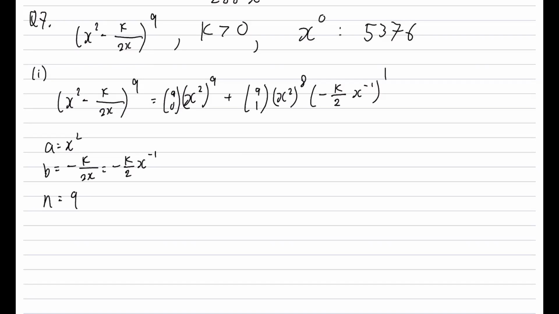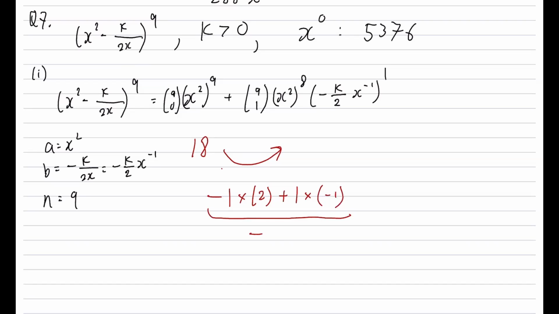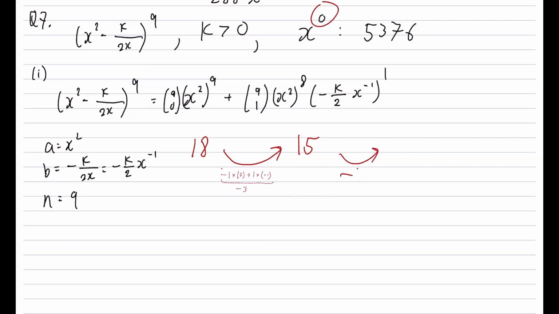Let's check the pattern. 2 times 9, 18. Then we have to reduce minus 1 copy of a power 2 and add on 1 copy of the negative 1. Net change will be negative 2 minus 1, which is negative 3. So let me just shrink this down. Minus 3, we get 15. What do we eventually want? Constant, x power 0, right? Then you can imagine minus 3, just 5 more times. Wow, my hand very tired already.